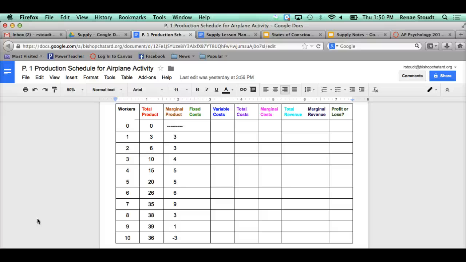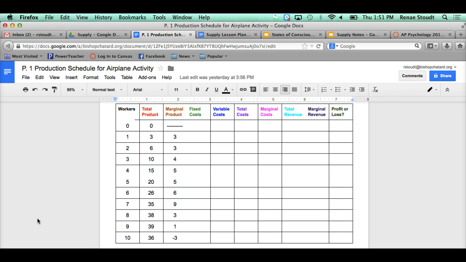At what workers does our increasing returns stop? 7. Why did you say 7? At 8 people, the marginal product goes down, but the total product is still up. Okay, so when you're looking at labeling these stages, look at the marginal product, because that's the one that's actually going to give you clues as to what happens. Stage 3 is easy to pick out because total product and marginal product are negative.